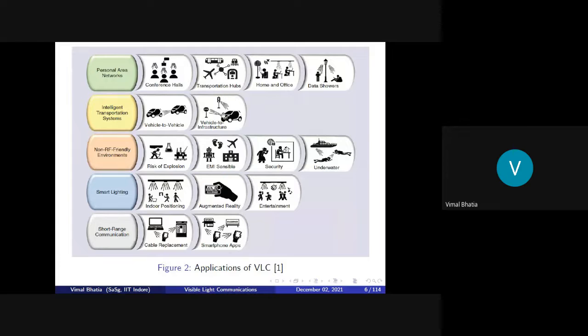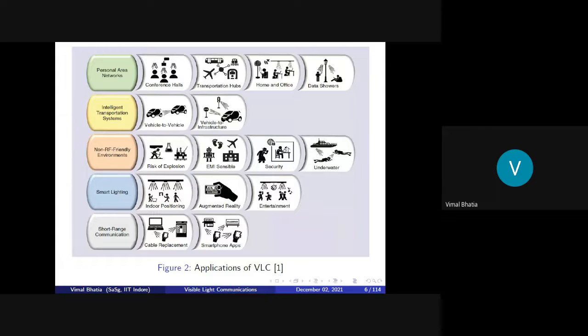We can use these traffic lights to send some information, like what the traffic condition is in the front, or some information like something about, let's say, COVID or some other information that can be transmitted. Also different signs like stop signs, all of them can be done again through vehicle to infrastructure communication using visible light.